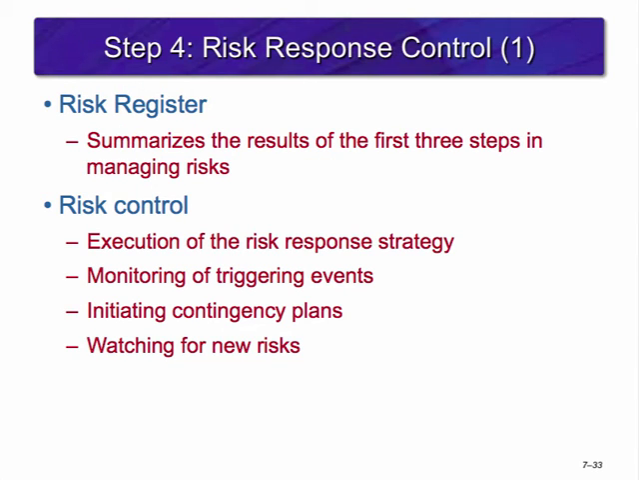Typically, the results of the first 3 steps of the risk management process are summarized in a formal document often called the Risk Register. It details all identified risks, their descriptions, category, probability, impact, response, contingency plans, owners, and current status. The Risk Register is the backbone for the last step in the risk management process, risk control. Risk control involves executing the response strategy, monitoring the triggering events, initiating contingency plans, and watching for new risks.